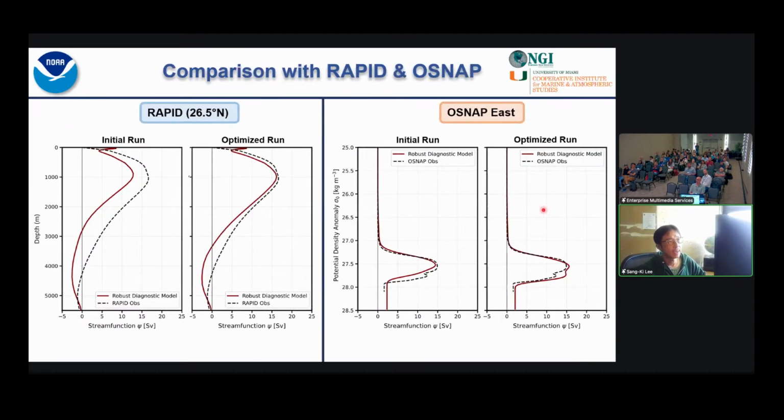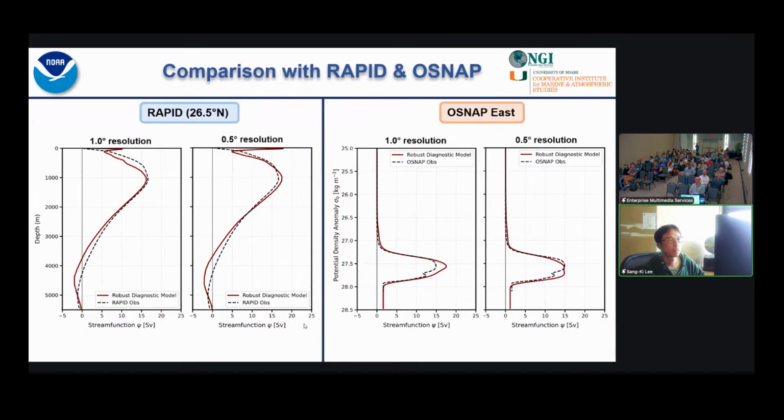After this topography adjustment, the AMOC transport and the profiles of the AMOC over the RAPID line and the OSNAP line look much closer to the observations. I just want to let you know that even with the 1 degree and half degree resolution, this topography adjustment really improved the AMOC transport and profiles very well. But my presentation is based on the quarter degree resolution.